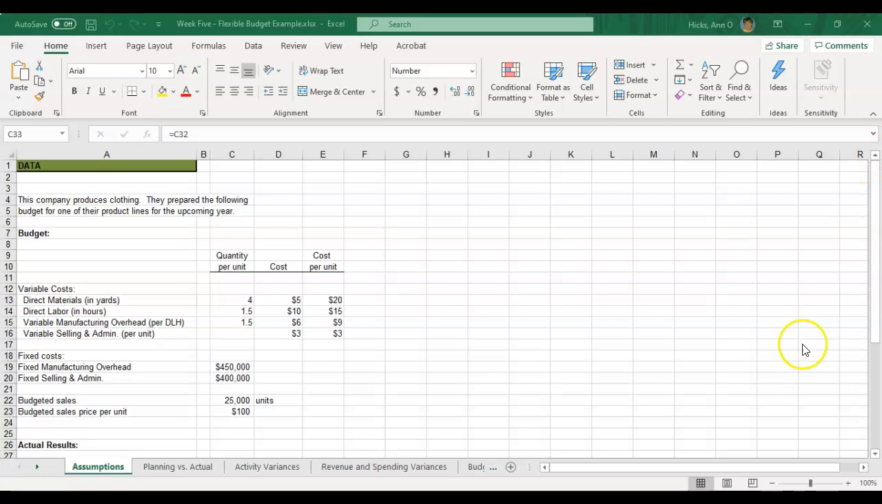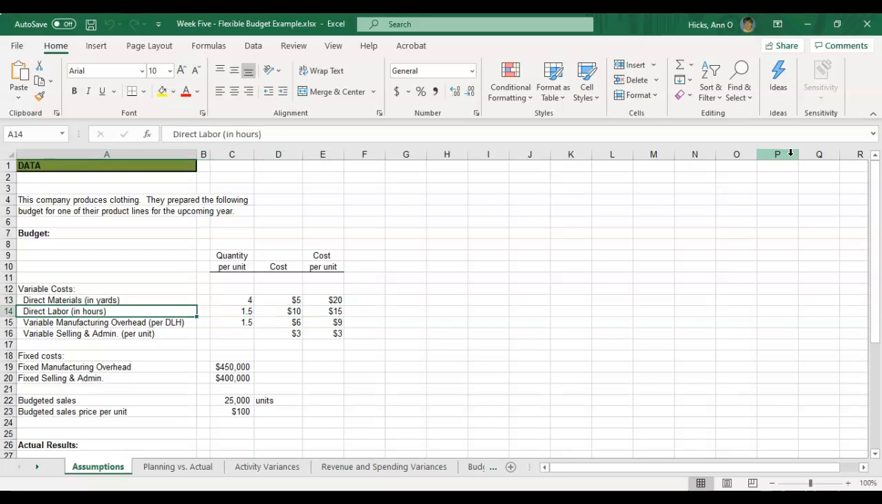So for this example, we're going to use a clothing manufacturer. And we basically have prepared a budget for one of our product lines for the upcoming year. And here is the budgeted data. Variable costs. We have budgeted direct materials, and this is in yards. We're saying 4 yards of direct materials per clothing item per unit. We anticipate the cost to be $5 per yard, so we anticipate spending $20 in direct materials per unit.